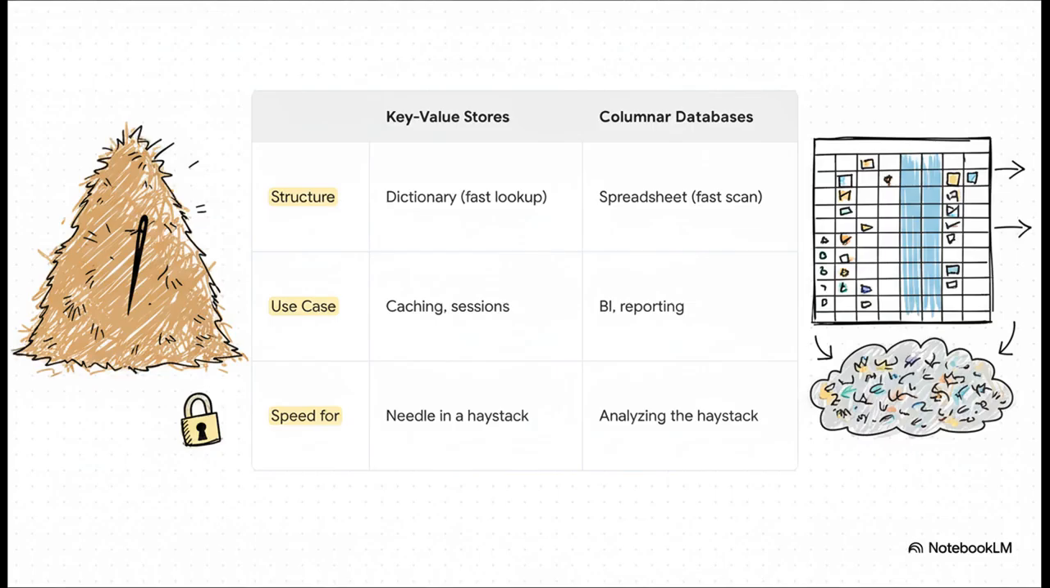Key value stores, they're basically like a dictionary. They are unbelievably fast at finding one specific thing, like finding a needle in a haystack. On the other hand, columnar databases are structured more like a spreadsheet. They are purpose-built to scan entire columns at lightning speed, which is perfect for analyzing the whole haystack. Different data shapes for different kinds of speed.